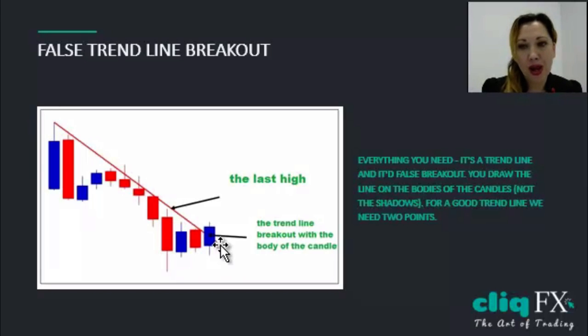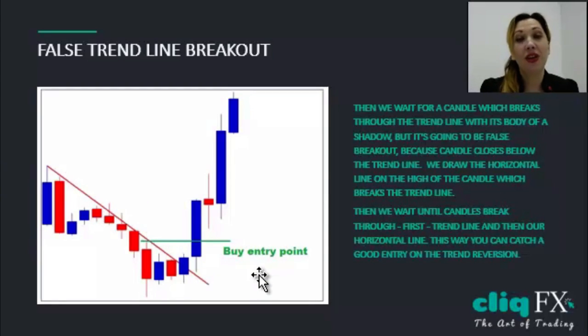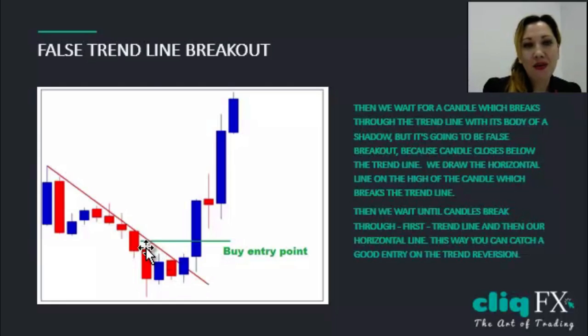So we draw a trend line. What do we do next? We wait until candles break above our trend line first, in this scenario. So we wait until the candles break out of our trend line in the upward direction. Then on our significant last high, we draw a horizontal line, and we wait until the market breaks above this horizontal line too. We draw the horizontal line on the last significant high, and wait for the breakouts.